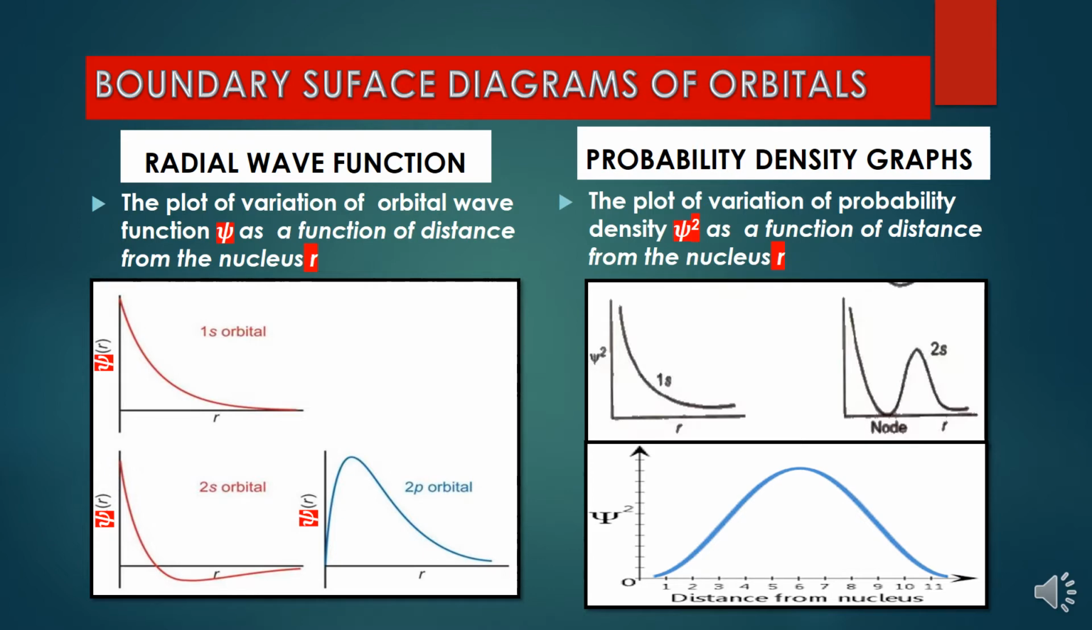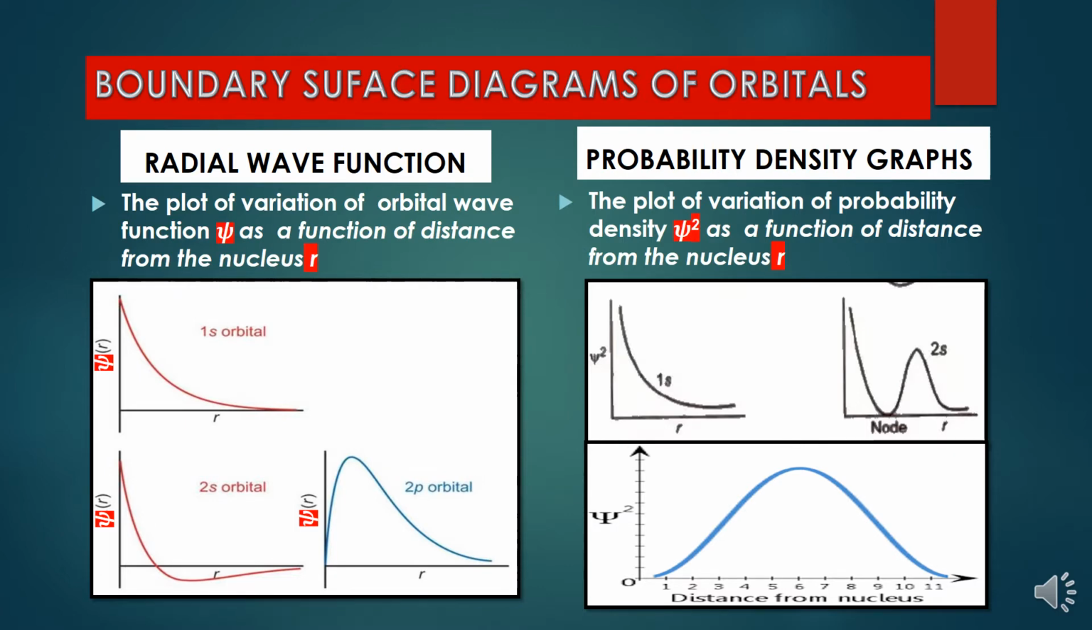Firstly, Schrödinger plotted these values of wave function psi with respect to the distance from the nucleus, and he observed that for the 1s orbital the electron density, or you can say the wave function, is maximum near the nucleus, and with increasing distance from the nucleus the value of psi decreases. For the 2s orbital it is lesser near the nucleus, and then it starts increasing again as we move away from the nucleus. And for 2p it is 0 near the nucleus, then it reaches a maximum, and then it starts decreasing.